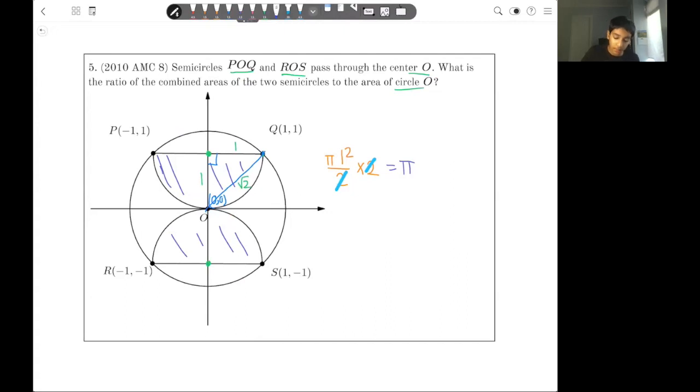We don't know that yet, but we'll discuss some similar techniques in this class. So we can just use the Pythagorean Theorem or 45, 45, 90 triangles. If you use the Pythagorean Theorem, it's just going to be square root of 1 squared plus 1 squared, which is the square root of 2.